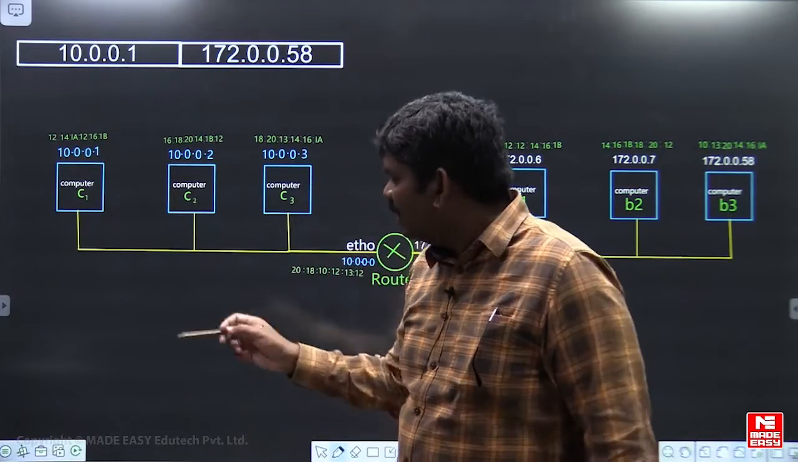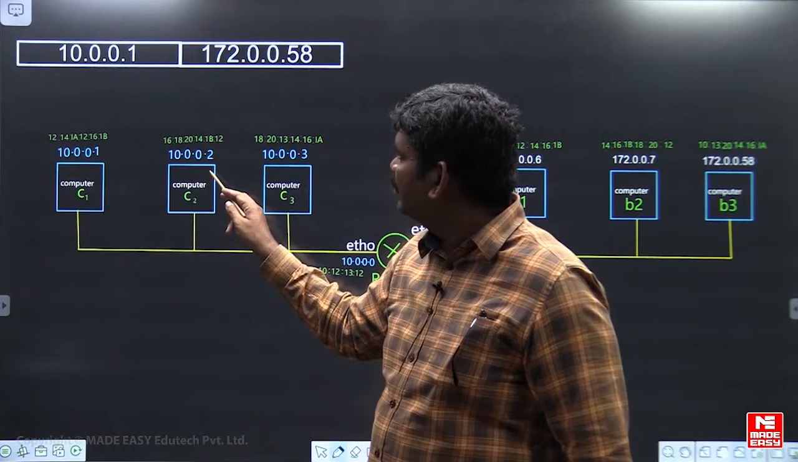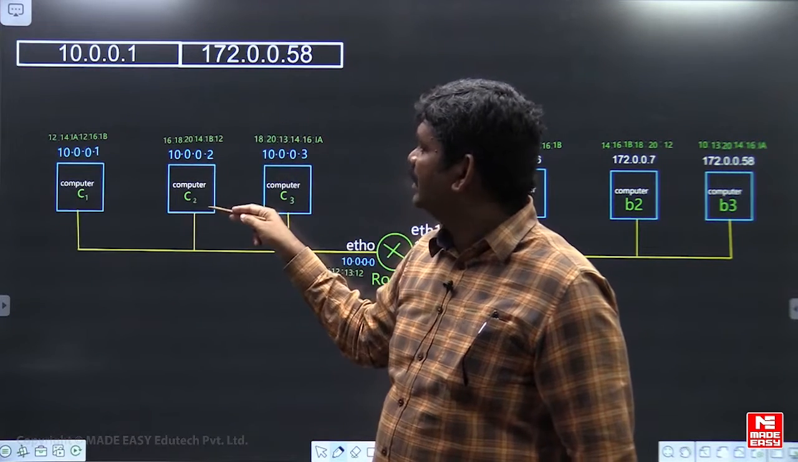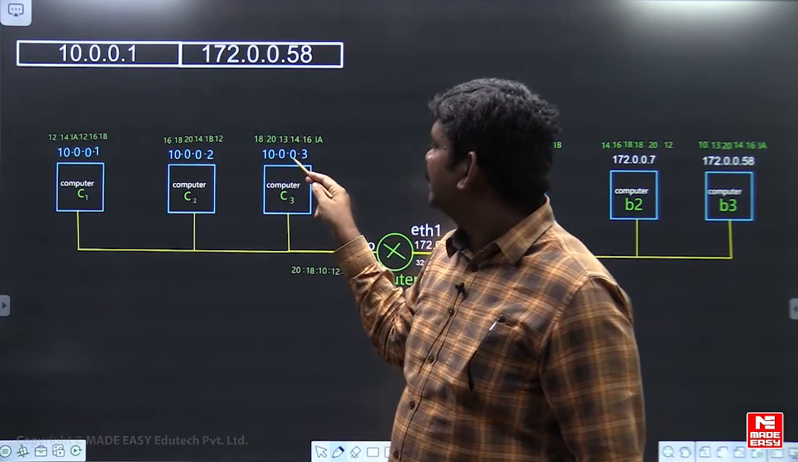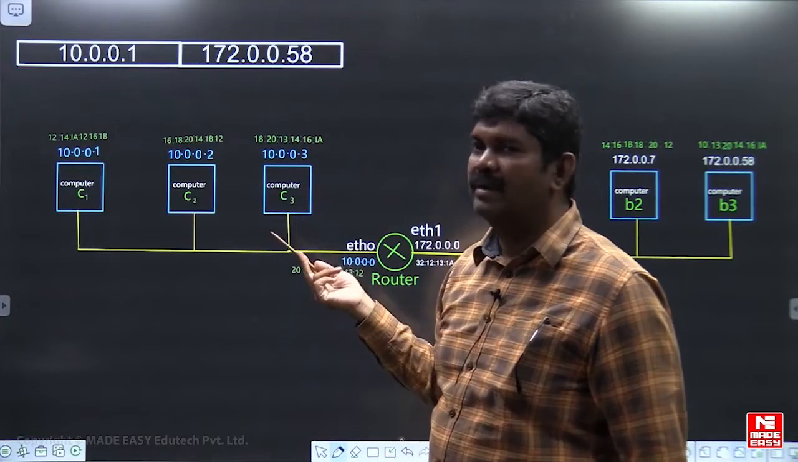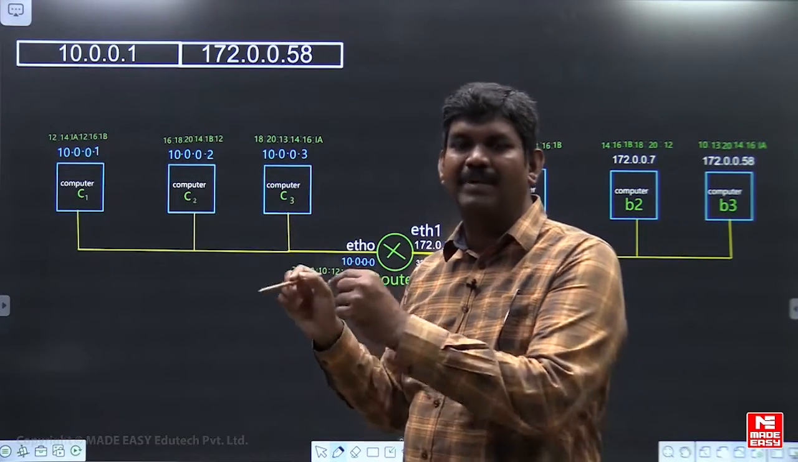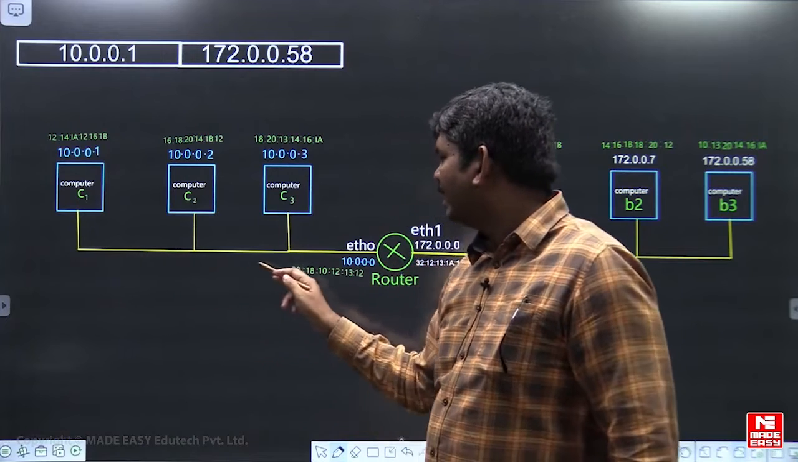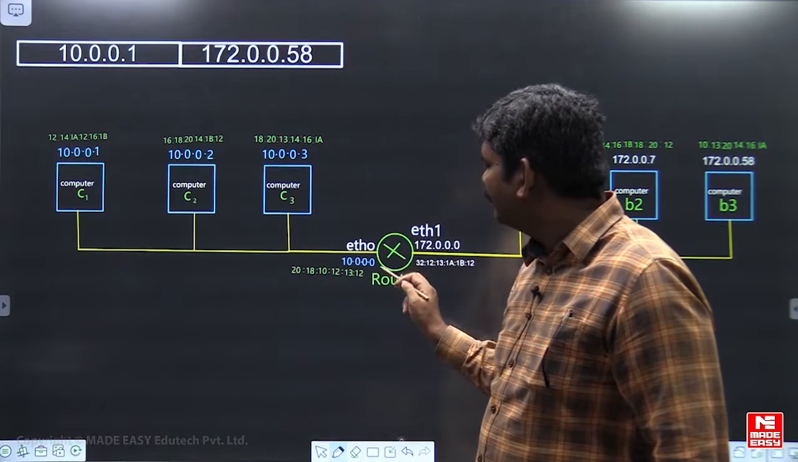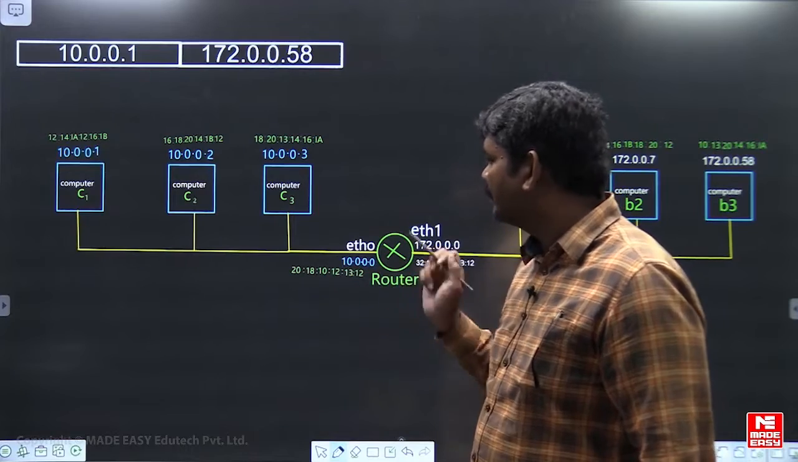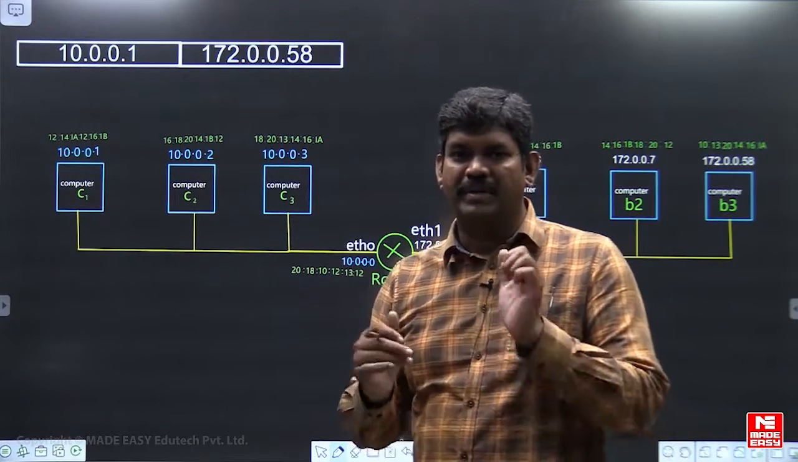Then what happens? That packet will go to this computer, but you can observe that this IP is not matching, so it will not respond. This IP is not matching with the other computer either, so it will not respond. When nobody in this LAN responds to the ARP request, the request packet will go to the interface of this router. So that is the first step.